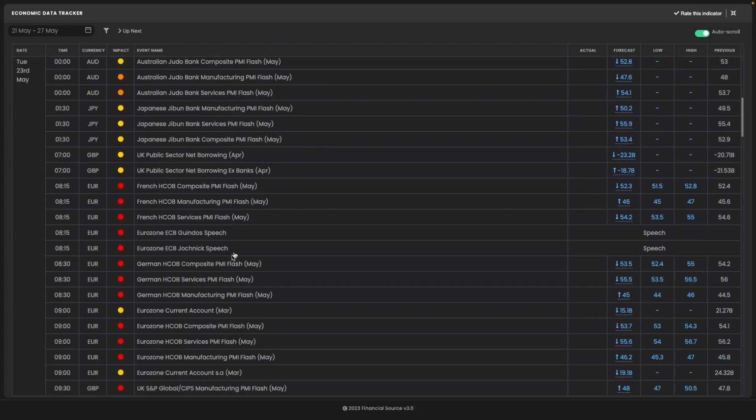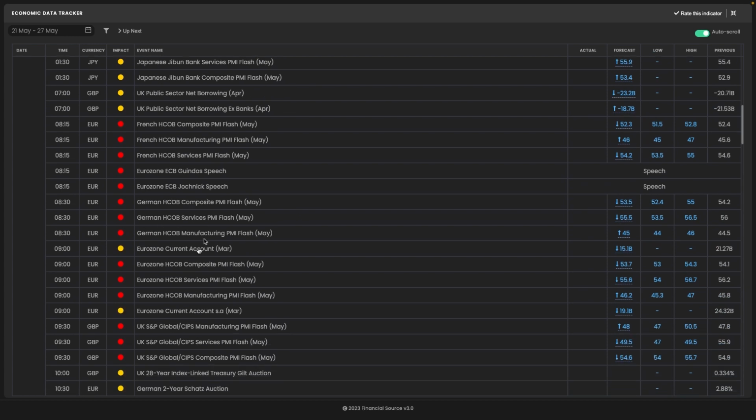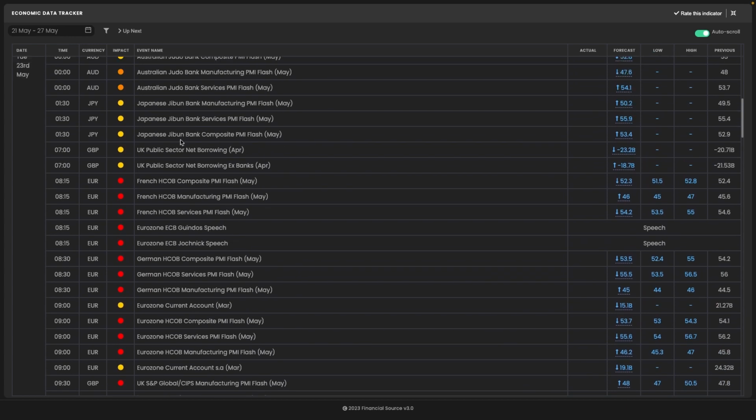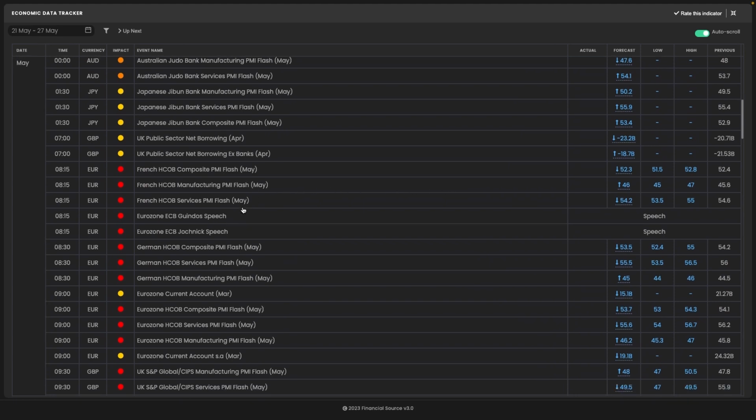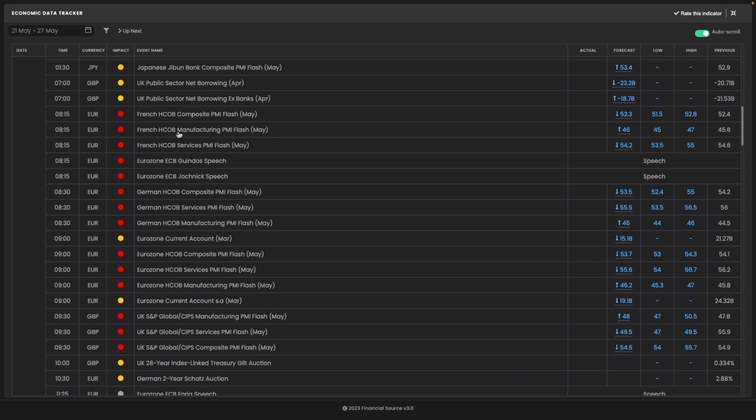On Tuesday, we've got some French, Eurozone, German PMIs. If we saw a big miss in the data and we saw markets coming in below minimum expectations, so if the French is coming in sub 51.5 for the composite, German coming in sub 52.4 for the composite, then I'd expect to see the euro drop quite significantly, and I'd probably expect the euro to drop against the dollar.